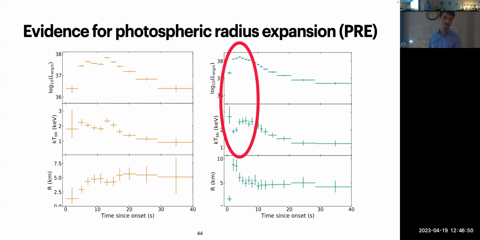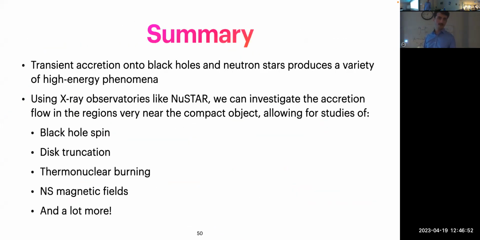So that's about it. Hopefully I've shown that transient accretion onto black holes and neutron stars is interesting. It provides a huge variety of phenomena that we can study in the timing regime and the spectral regime. And using X-ray observatories like NuSTAR, we can investigate a bunch of different characteristics of these sources and of accretion in general. Thanks.